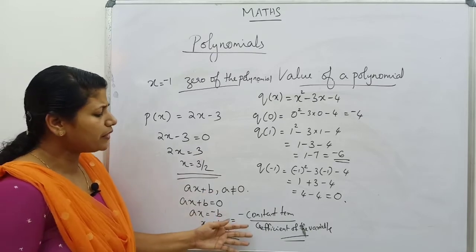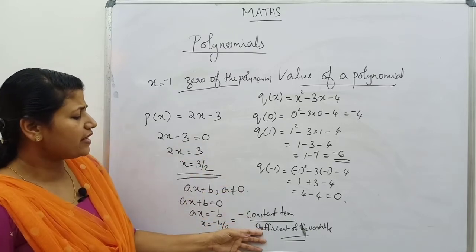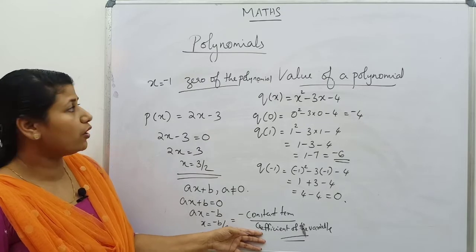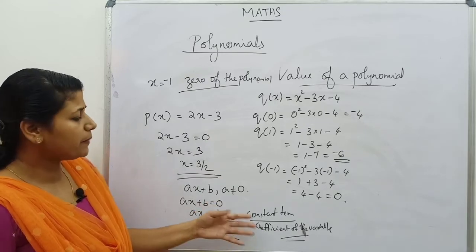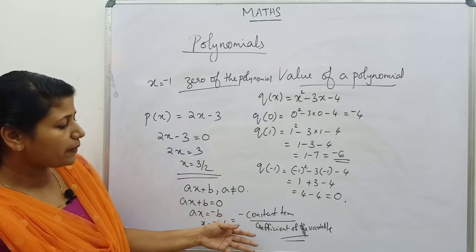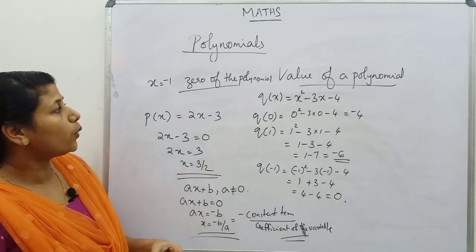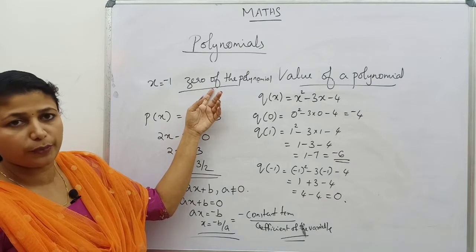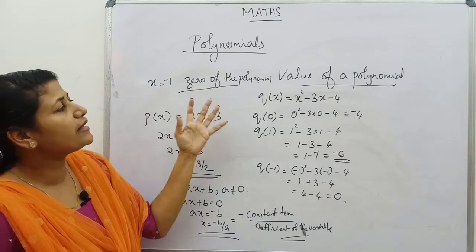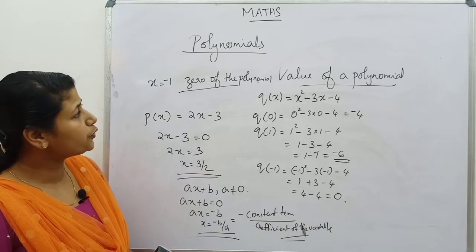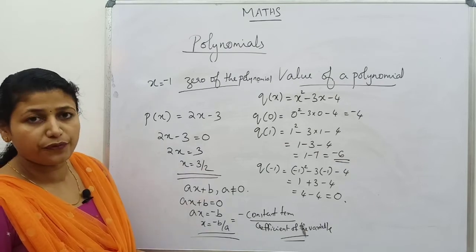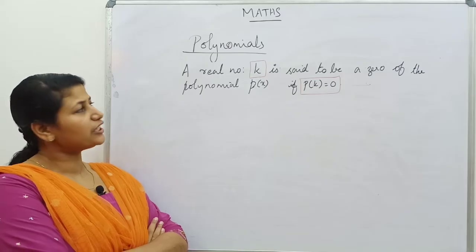Is this condition correct for all polynomials, all the quadratic, cubic and so on? No, it's not. It may not be equal. So we will find out what is meant by the 0 of the polynomial, and how many zeros there will be for linear, quadratic and cubic polynomials. That we are going to find out. Okay.